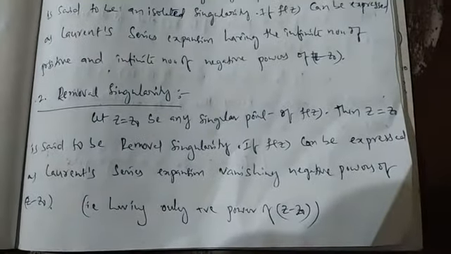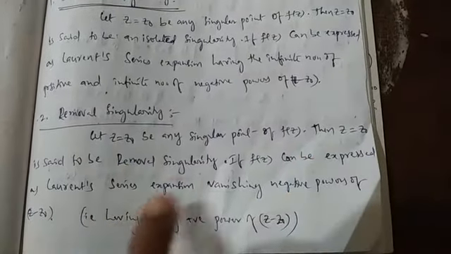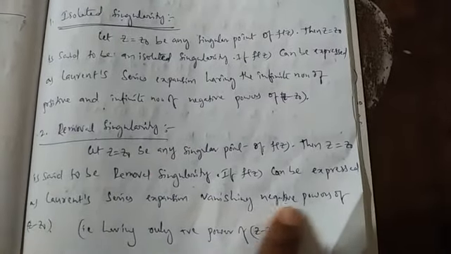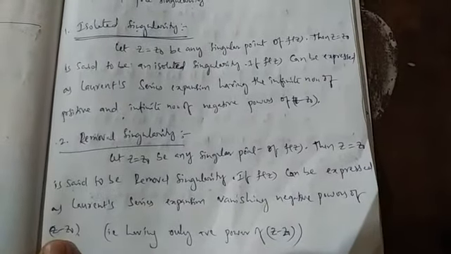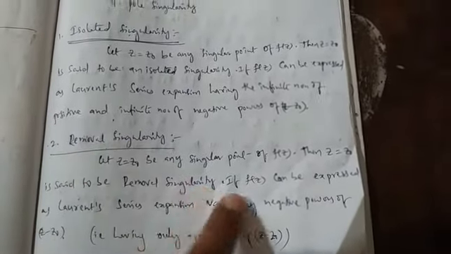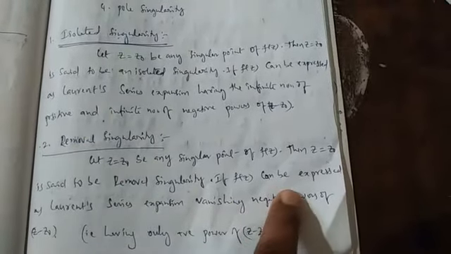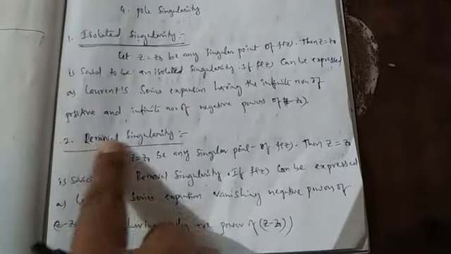Next, removable singularity. For the Laurent series expansion of f of z at z equal to z naught, a singular point, the expansion has only positive powers of z minus z naught, that is, the negative powers vanish. Vanishing of the negative powers of z minus z naught is known as removable singularity. It is easy to remember: for removable, we can remove the negative powers, leaving only positive powers of z minus z naught.